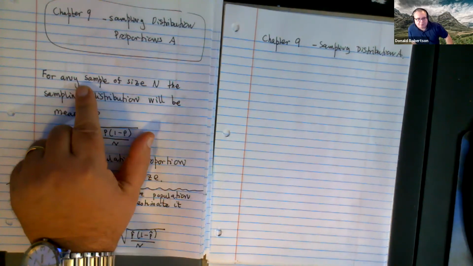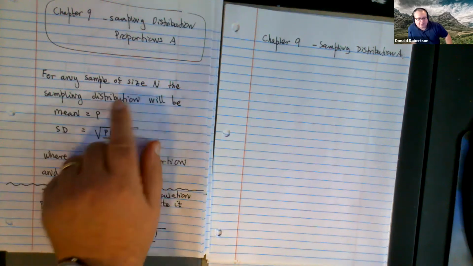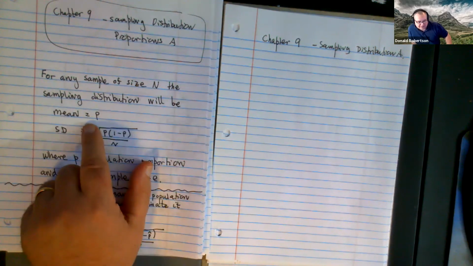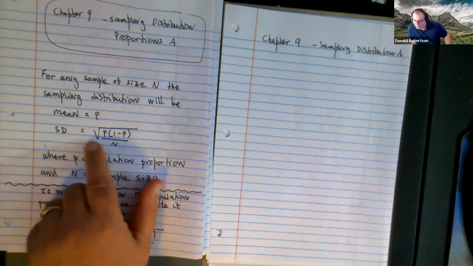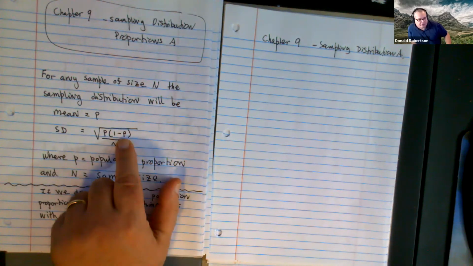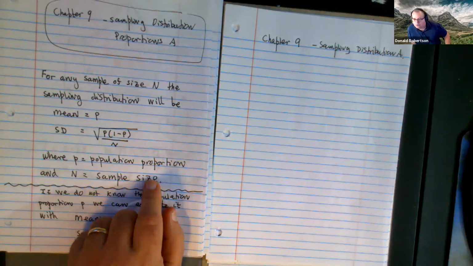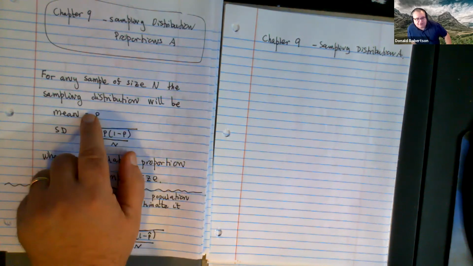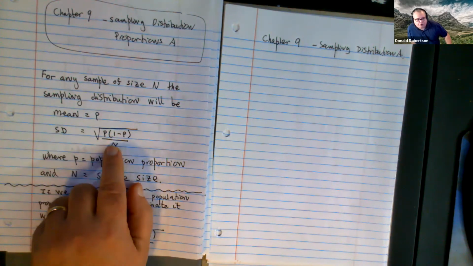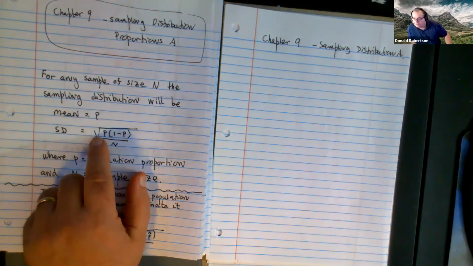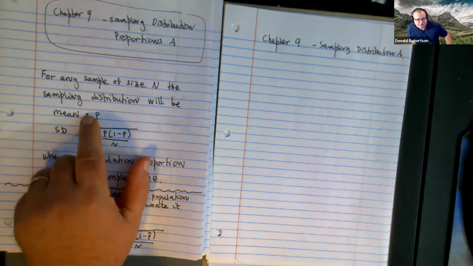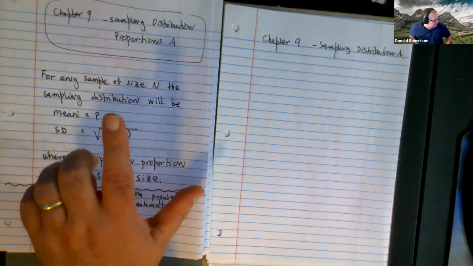So for any sample of size n, the sampling distribution will have a mean of p and a standard deviation of that. We've already mentioned that a few minutes ago. p is the population proportion and n is the size of the sample. So you are going to get a bunch of questions where they tell you p and they tell you n, and it's your job to just calculate these two. So let's just focus on getting used to calculating the mean and standard deviation from a population.